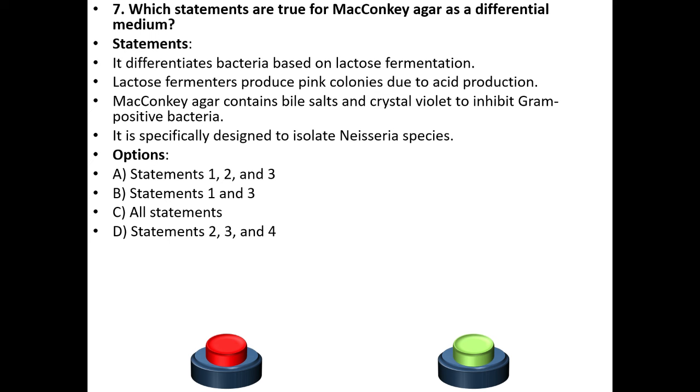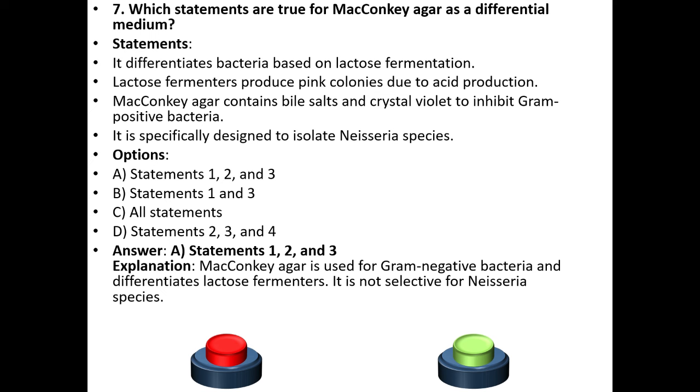Seventh question. Which statements are true for MacConkey agar as a differential medium? Statements. It differentiates bacteria based on lactose fermentation. Lactose fermenters produce pink colonies due to acid production. MacConkey agar contains bile salts and crystal violet to inhibit gram-positive bacteria. It is specifically designed to isolate Neisseria species. Options: statements 1, 2, 3; statements 1 and 3; all statements; statements 2, 3 and 4.